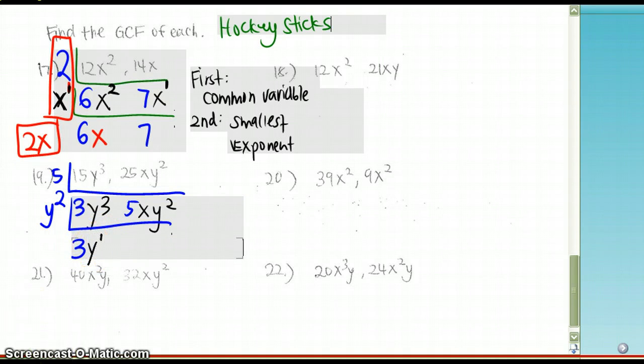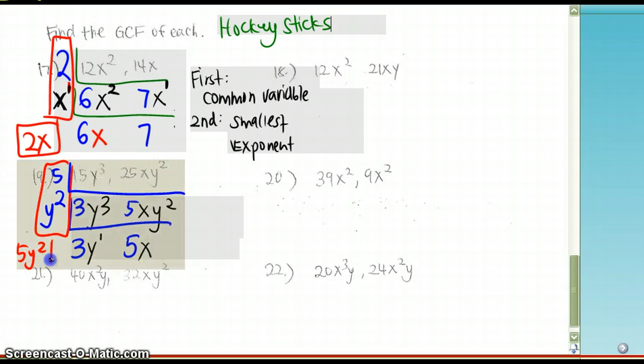And I can write the 1 or I don't have to. Over here I keep the 5. I never took out an x, so this x will just stay there. And then for the y squared, I had a y squared, I take out a y squared, I divide, which leaves me with no more y's. So that would be my hockey stick, I'm done. And then to find the GCF again, I take the side and I multiply them. So these two are on the side. When I multiply them, I get 5y squared.